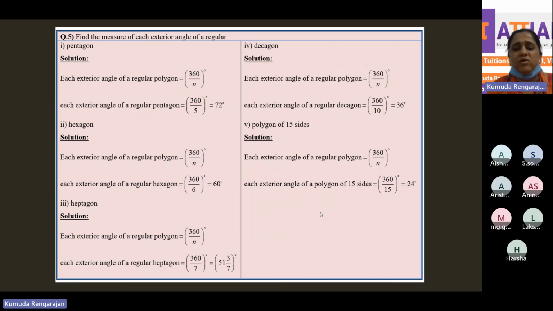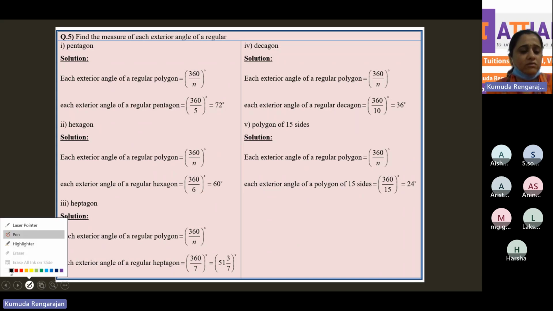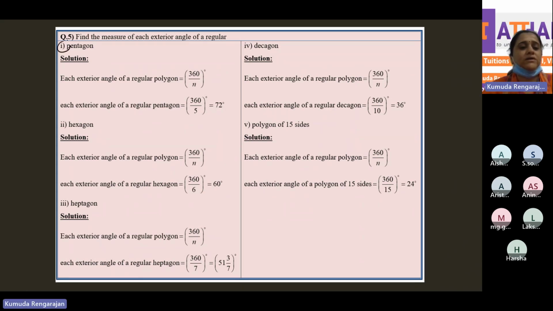You can just work out any one from this. You can see the answers for pentagon, hexagon, heptagon, decagon, polygon with 15 sides. You can make a note of one or two. I'll wait for some time. All exterior angles sum to 360, each is 360 by n.